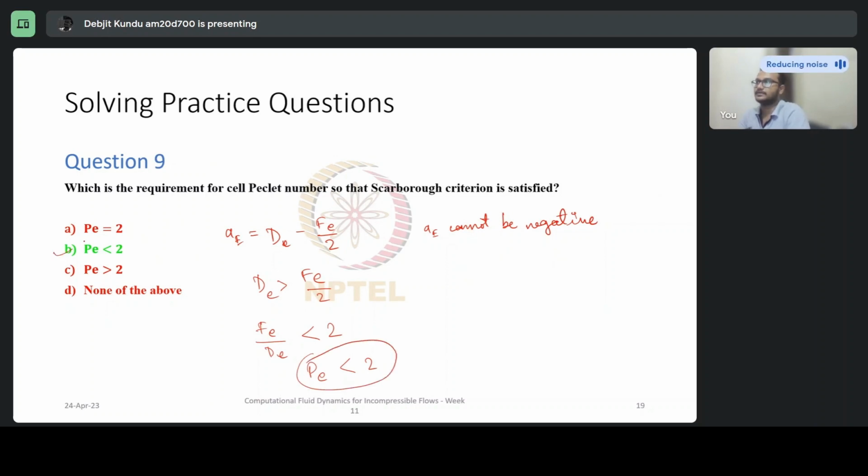So that's why the cell Peclet number is an important parameter, and we have to make sure that at all points this cell Peclet number is maintained at less than 2. Otherwise, the Scarborough criterion won't be satisfied, and we won't have diagonal dominance, and ultimately our solution might diverge. Okay.